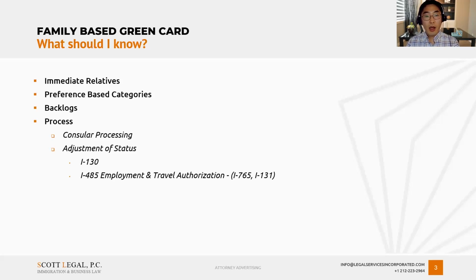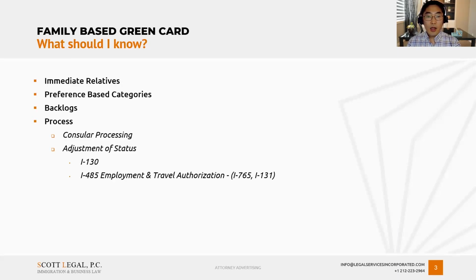And then the second part would decide whether it's going to be consular processing or adjustment of status for the beneficiary. If the beneficiary is outside of the United States, then the approved I-130 case will be automatically transferred to the National Visa Center, where the beneficiary will need to submit required civil documentation before the case is eventually transferred to the U.S. Embassy in his or her home country.